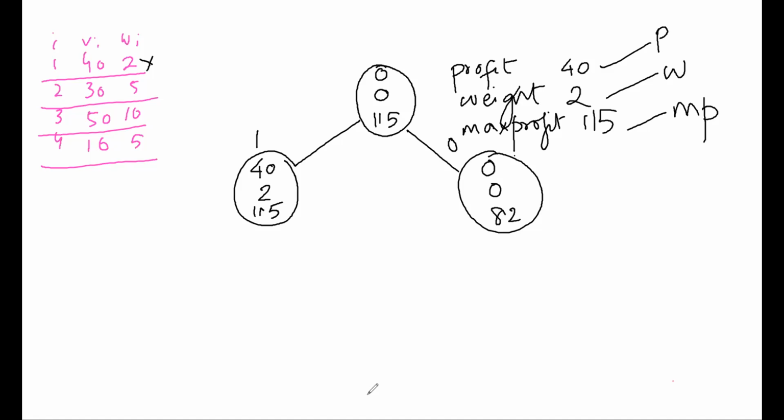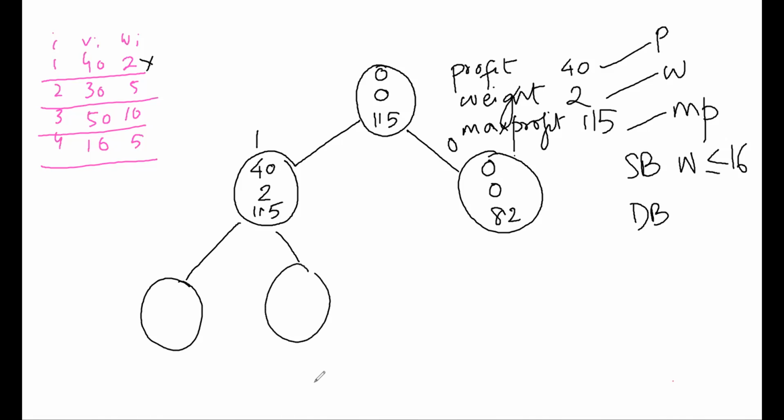Now we need to apply both your static bound and your dynamic bound. What is your static bound? Weight should be less than or equal to 16. If the weight exceeds 16, then it is not a feasible node, because it's not going to give you a solution for 0/1 knapsack, or for any knapsack. You cannot exceed the weight. And now what is your dynamic bound? Now the dynamic bound will depend on something which I will let you know. So let's do one more and then we'll go back to the picture, because I don't think I'll be able to draw all of it then.